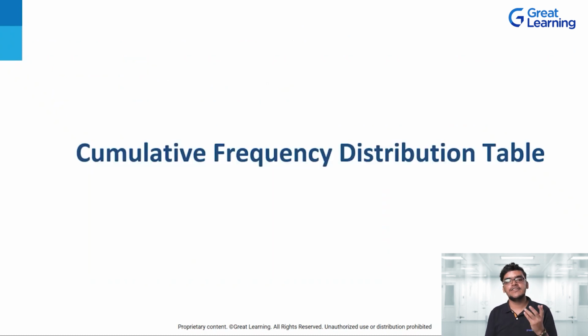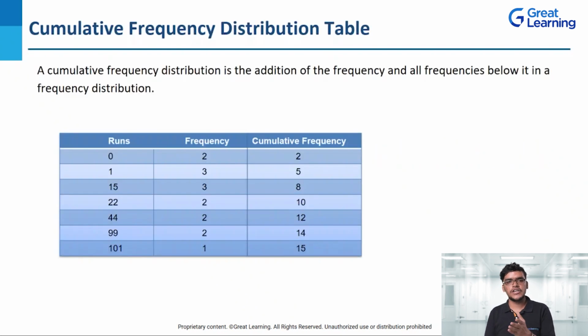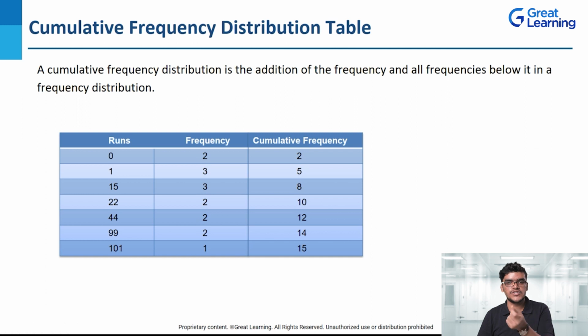Moving next, we have the cumulative frequency distribution table. What is cumulative frequency distribution? It is basically the addition of the frequency and all frequencies below it in a frequency distribution. Let's understand in a simple way. I have given you the formal definition: a cumulative frequency distribution is the addition of the frequency and all frequencies below it in a frequency distribution. So basically as you go down, the frequencies will be added.